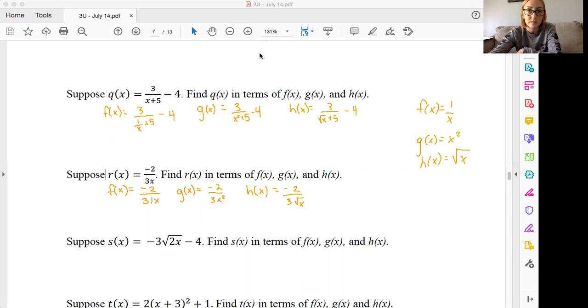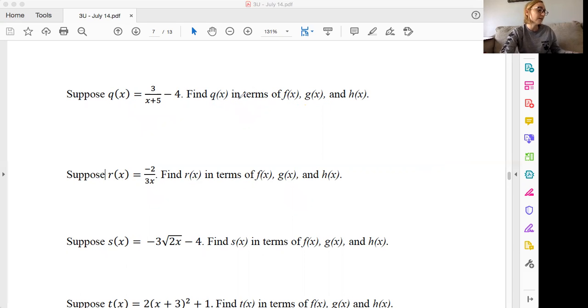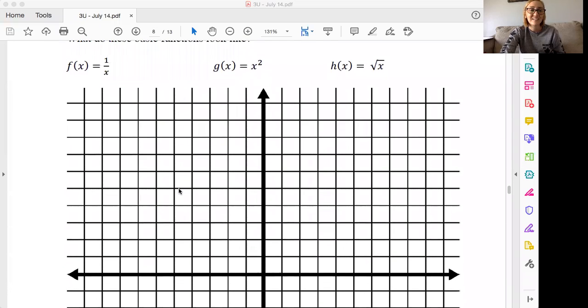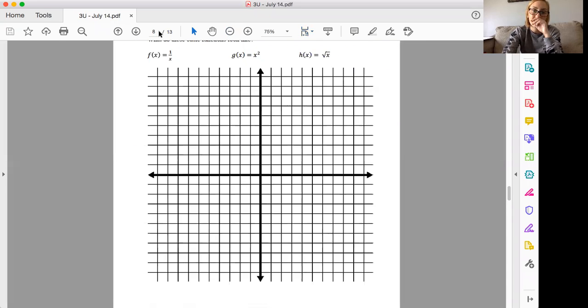So I'm going to clear this, and then we're just going to look at what these graphs look like on their own. For this one, I'm going to have to zoom out a little bit, just so that we can see it.